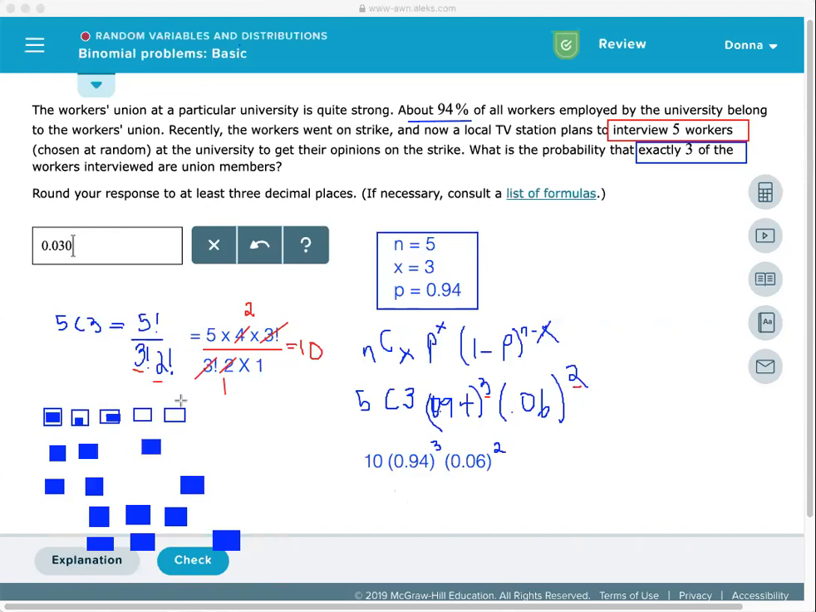So I hope this short movie, or maybe not so short movie, on the binomial basics was helpful. When I do the second example, I'm going to show you really what makes a binomial random variable binomial. I said 2 choices, but there's more to it than that.